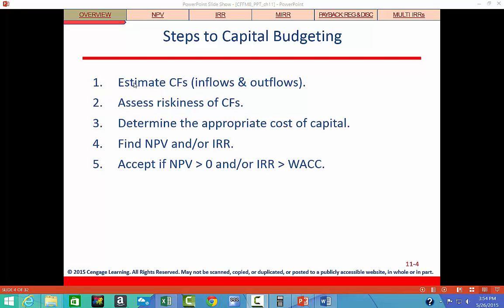Step 1 is what we do in Chapter 12, so we haven't done this before. Step 2 is also in Chapter 12. Step 3 is what we just did in Chapter 10, find the weighted average cost of capital. Step 4 and Step 5 are what we learn how to do in this chapter, Chapter 11.